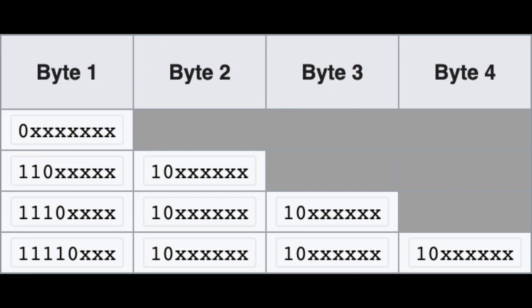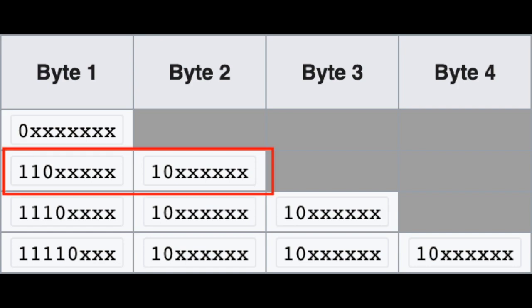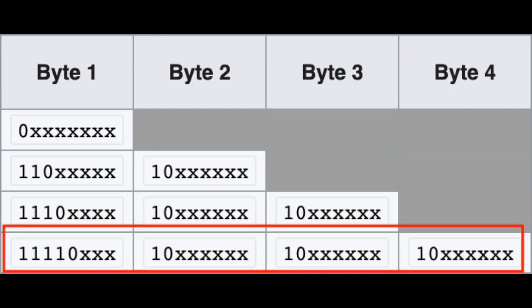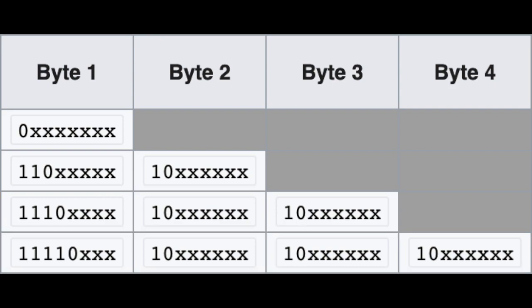UTF-8 can store characters that use anywhere from 1 to 4 bytes, so additional information is needed to determine if a character is made up of 2, 3, or 4 bytes. This is achieved by beginning each 2-byte character with 2 ones followed by a 0, each 3-byte character with 3 ones followed by a 0, and each 4-byte character with 4 ones followed by a 0. The remaining bytes in each character begin with a 1 followed by a 0, which indicates that they are part of a multi-byte character instead of the beginning of one.